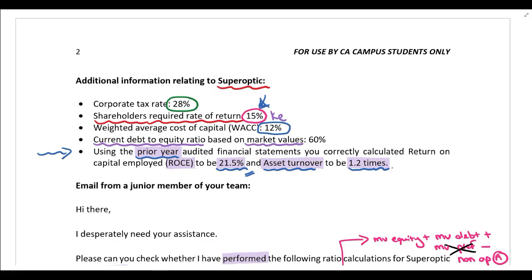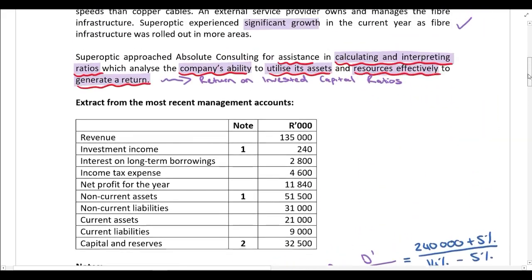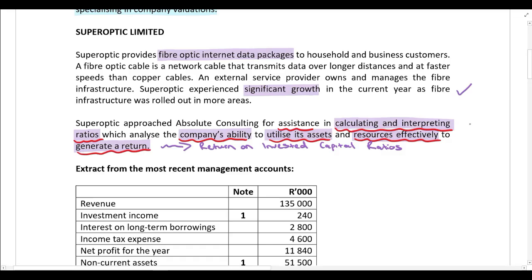So what is the potential reason, guys? All of these ratios have improved. Overall, Super Optic has performed very well in generating returns and using their assets effectively in the current year. What is the reason for this? Remember, 99% of the time, the reason comes from the scenario.